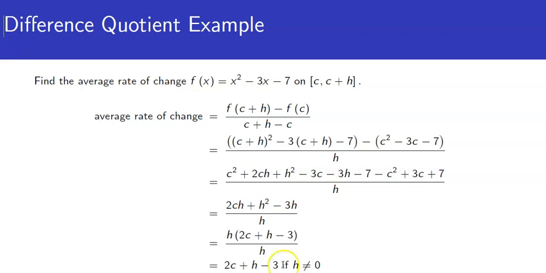And then, of course, we know that we need to make the extra condition that h is not equal to 0 because this expression is not even defined if h is equal to 0, so we wouldn't be able to cancel in that case.